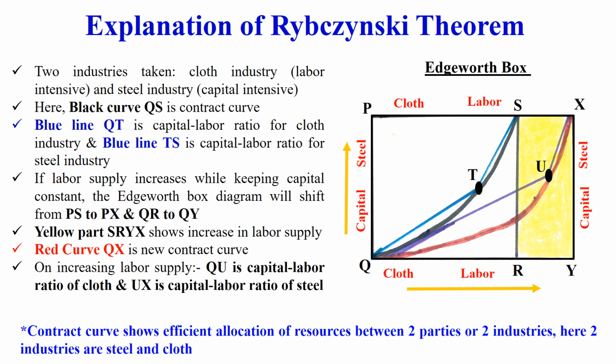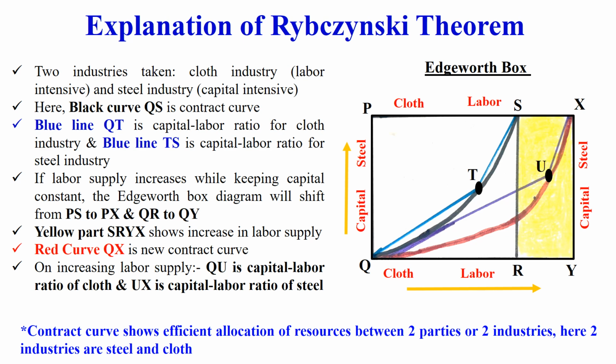Further, we will discuss this concept using Edgeworth box diagram. Here we take two industries, that is cloth industry, which is labor intensive industry, and the steel industry, which is capital intensive industry. On the vertical side of the Edgeworth box, we have capital and steel, whereas on the horizontal side, we have labor and cloth. So this is shown in this Edgeworth box diagram.